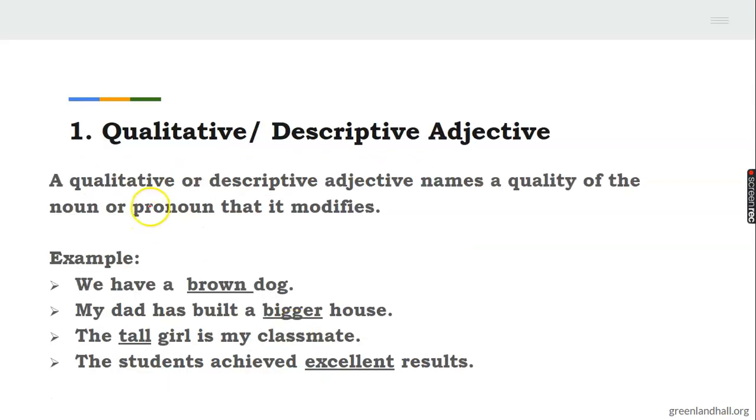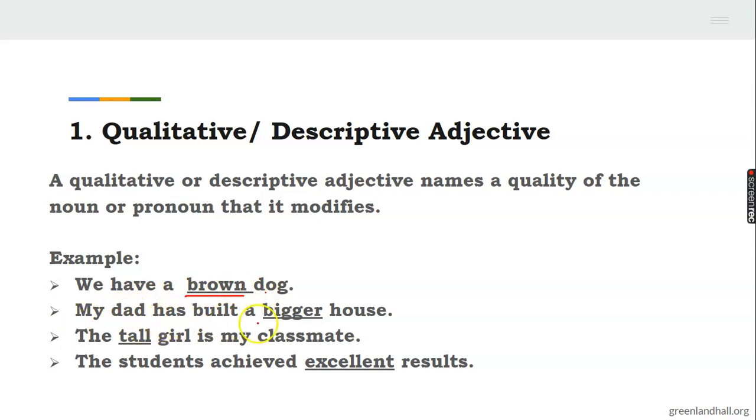Number 1, qualitative or descriptive adjective. A qualitative or descriptive adjective names a quality of the noun or pronoun that it modifies. Look at it. Example, we have a brown dog. Brown here is our what? Qualitative adjective or a descriptive adjective. It is naming the quality of this noun dog, telling us that the dog is what? Brown in color.